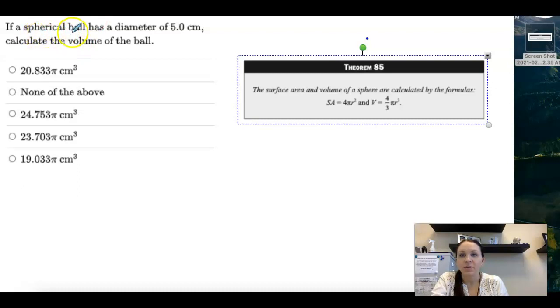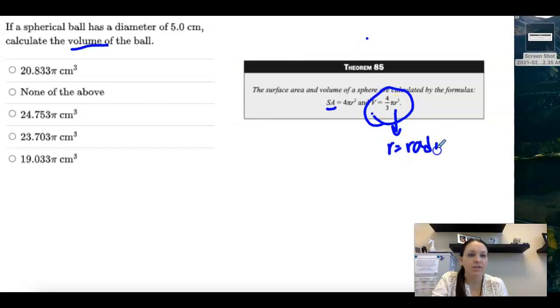So if a spherical ball, so a sphere, has a diameter of 5, calculate the volume. So SA is for surface area, V is for volume. I want to use this formula, and all I need is R, which is the radius. So you need to know that the radius is half of the diameter. So I'm going to take 5 divided by 2, which is 2.5. That's R.